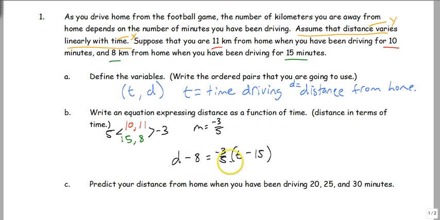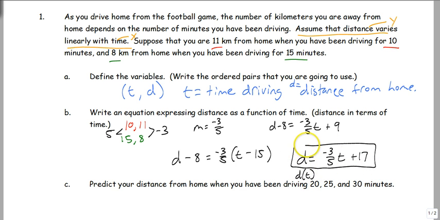Now you can solve this. So over here I have d minus 8 is equal to -3/5 t. Then this becomes a plus 9. -15 times -3/5 is positive 9. And finally, you get your final equation. We have an equation that models the situation. d equals -3/5 t plus 17. If you want, you could also write d of t in function form. They're the same thing. But that helps you know what the input and output are. Okay, so we have d of t is equal to -3/5 t plus 17 is our equation.